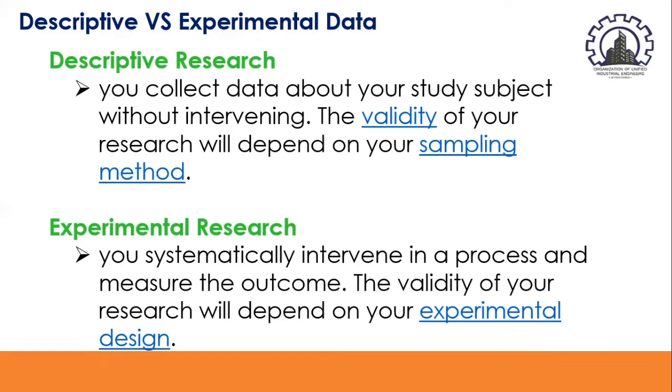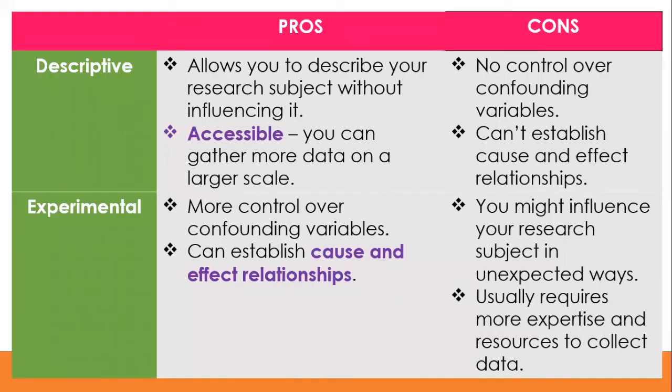descriptive and experimental data. Now, as you can see in our presentation, one of the pros or advantages of descriptive data is that it allows the researcher to describe his research subject without influencing it, okay? You are not influencing your research subject because you are not doing any experiments, okay? And aside from that, it's also accessible, meaning the researcher can gather more data on a larger scale.